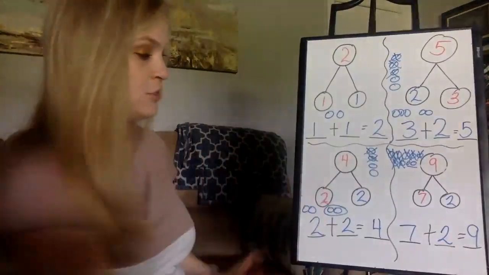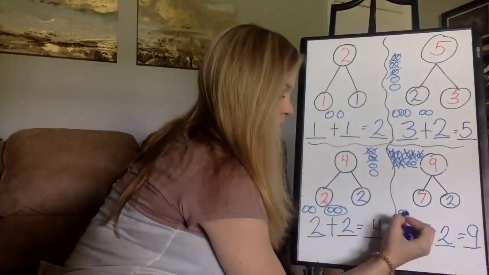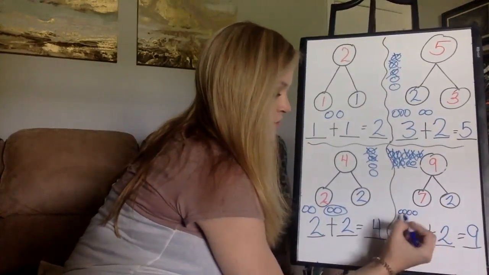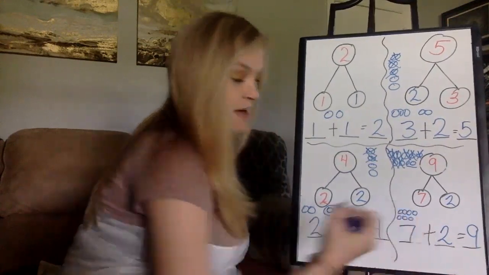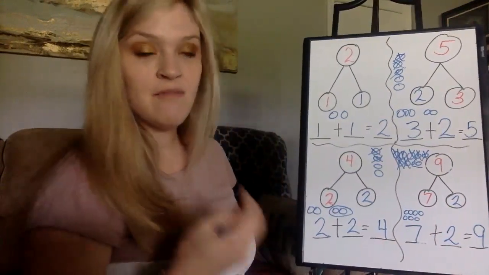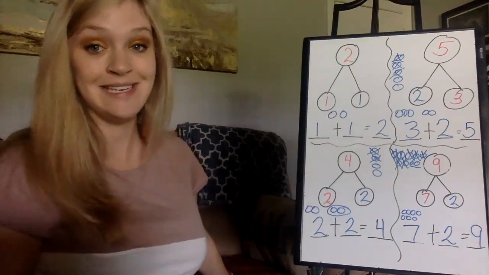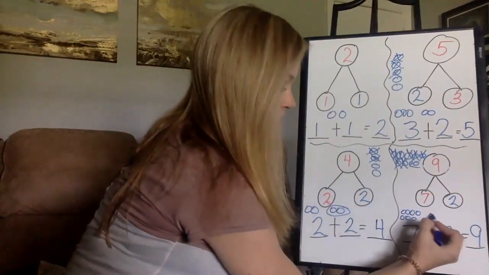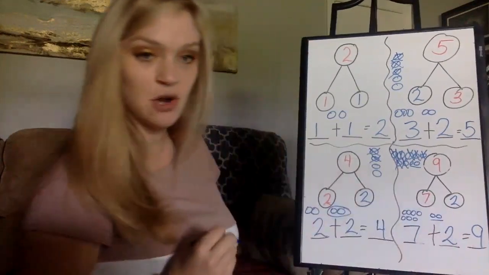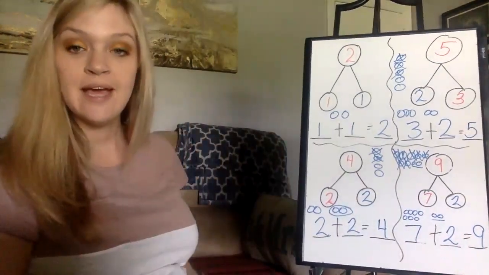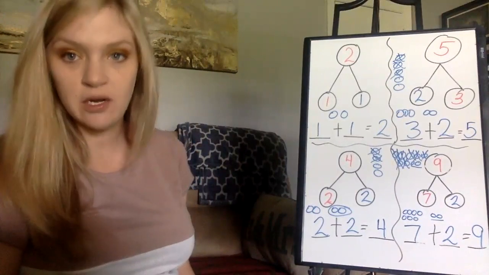Or I could draw 7 circles. 1, 2, 3, 4, 5, 6, 7. Now, if I've already drawn 7, how many more do I need to draw to get to 9? 7, 8, 9. How many more did I draw? 2. So this is how number bonds work.